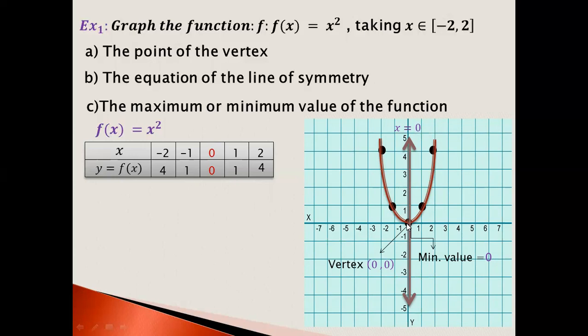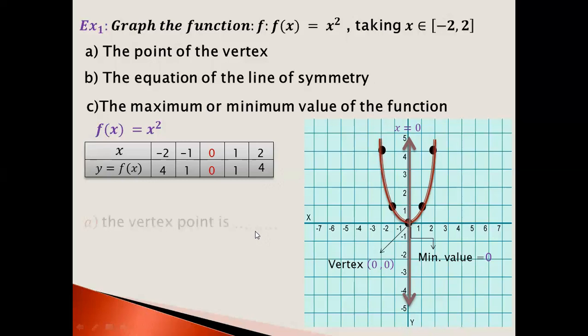It is called the origin point. And the fourth ordered pair (1, 1) is located here. Its first projection is 1 and second projection is 1. And the last ordered pair (2, 4) is located here. And then we can join these points to make a curve like that.